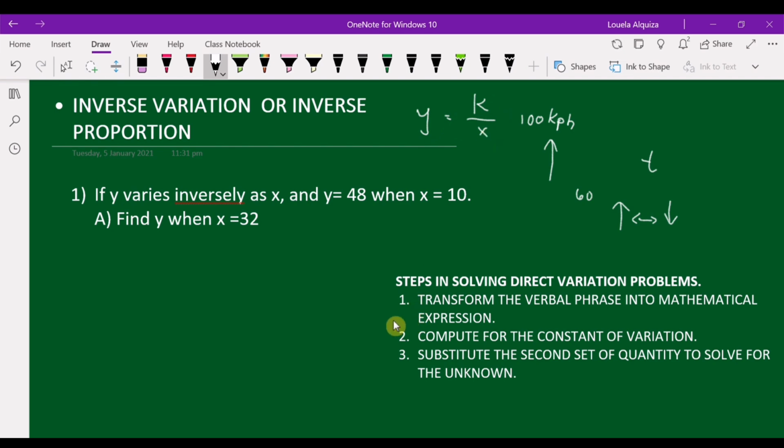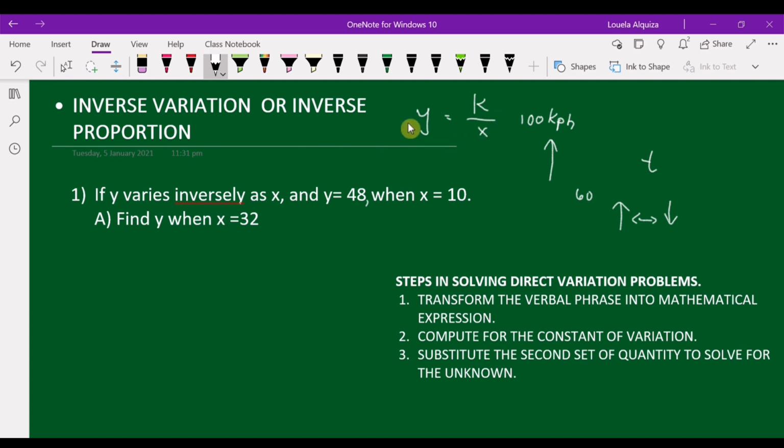So, dito, may example tayo: if y varies inversely as x and y is 48 when x is 10, find y when x is 32. So, step natin, una, transform the verbal phrase into mathematical expression. So, ito, transform muna natin. If y varies inversely, so y varies inversely, parehas naman sila ng variable. So, ito na yung gamitin natin.